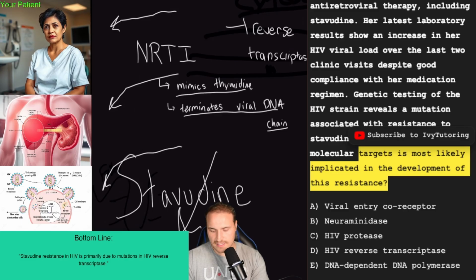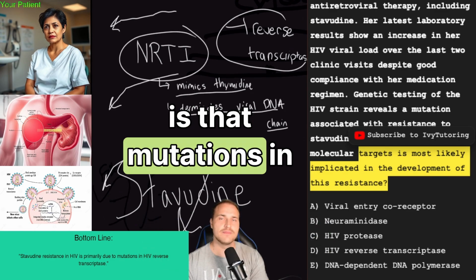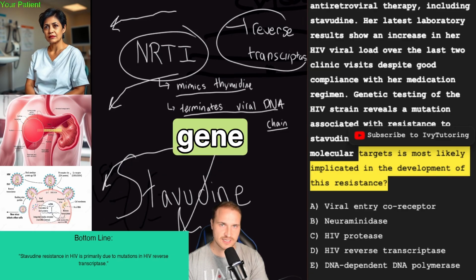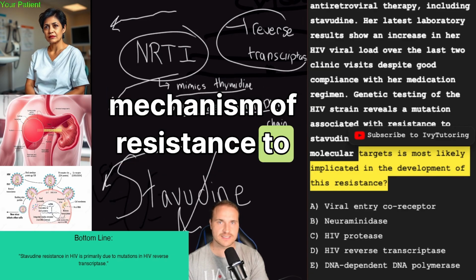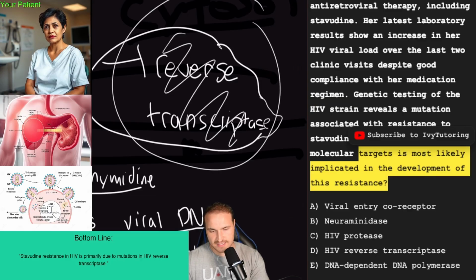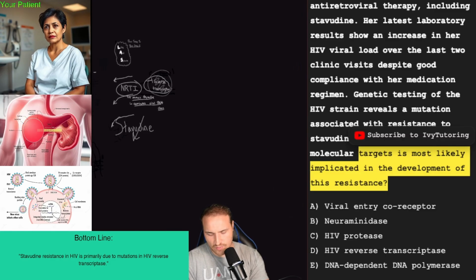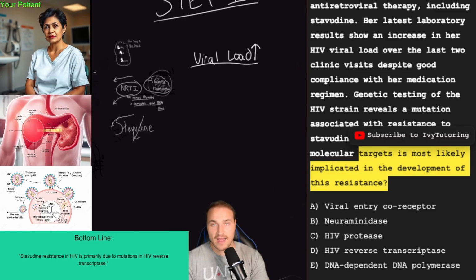All right, so we already talked about how this is going to inhibit the reverse transcriptase. And we know that because it's an NRTI. So the high yield fact you need to know for step 1 to answer this question correctly is that mutations in the reverse transcriptase gene are the most common mechanism of resistance to NRTIs. Basically, we have a drug that inhibits this, and so if we change this, then we get resistance. And the way to think about drug resistance on step 1 is anytime you have a high viral load despite compliance, that is to say they're taking the medication, then you should think of drug resistance.